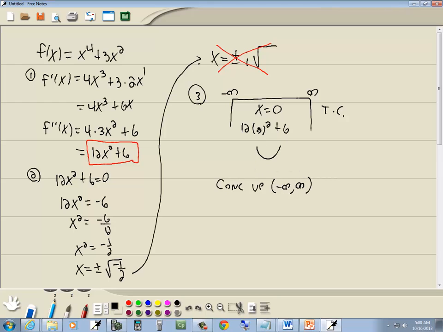Now your POIs exist where concavity changes. Well, since it's concave up everywhere, that means there are no POIs. And those would be your answers.